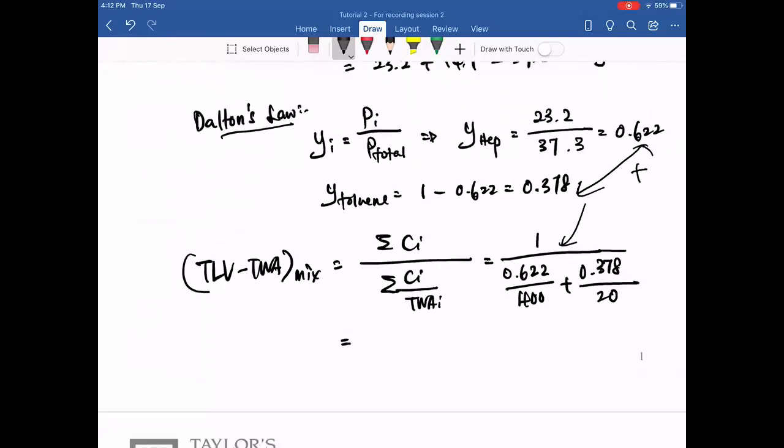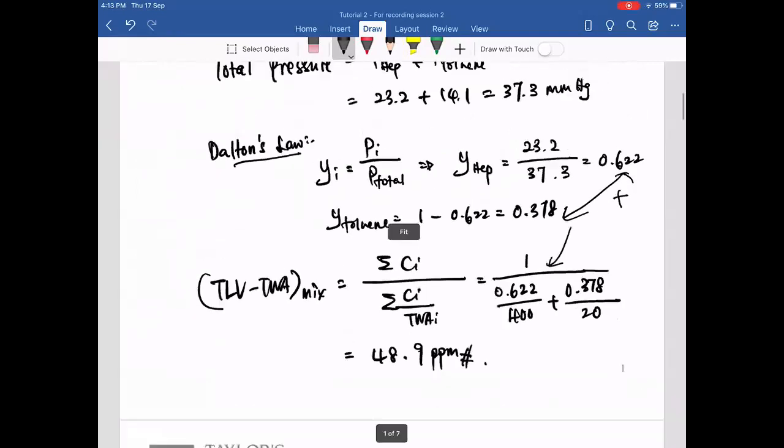So we have 48.9 ppm. Okay, so this is our TLV mixture, a total of 48.9 ppm. So that answers question 1.